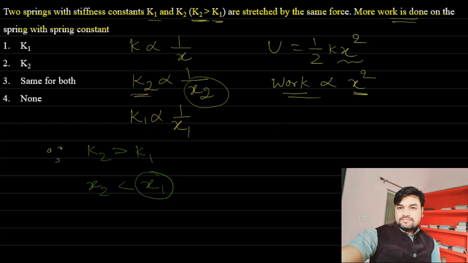And X1 is related with K1. So more work is done on the spring with a spring constant K1. So K1 is the correct answer to this question.